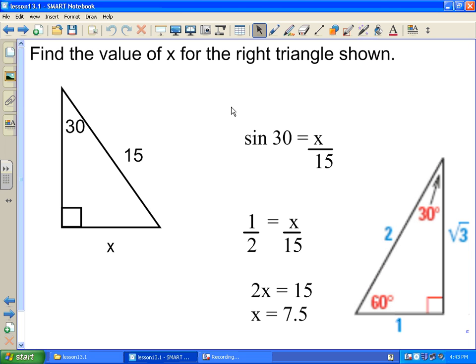Okay, continuing lesson 13.1. The example: find the value of x for the right triangle shown. So here in this right triangle, I can see I've got an angle of 30 degrees. This is a right angle, so I know that's 90. So I know I have a 30, 60, 90 right triangle. So to determine the length of this missing side, this leg, that's the short leg in the triangle because that's opposite the 30-degree angle. So there's a couple ways to consider this problem.